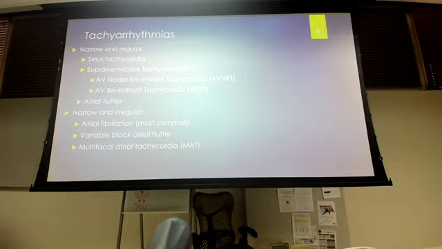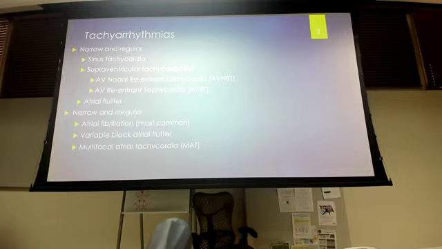So narrow and regular, okay, narrow and regular: sinus tach, SVT, A-flutter. I'm looking down here, I've got my sinus, I've got my tachycardia. Is it narrow or is it wide? If it's narrow, is it regular or irregular? If it's irregular, then you have to go down to the next. Narrow and irregular: atrial fib. We've got A-flutter with a variable block, multifocal atrial tachycardia.